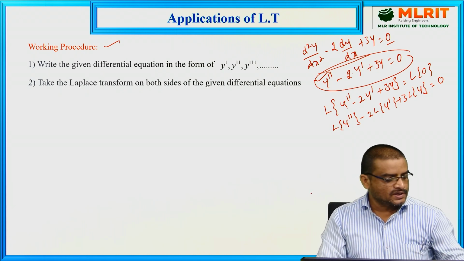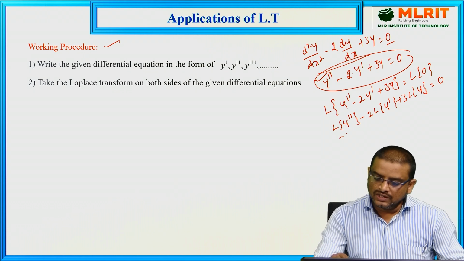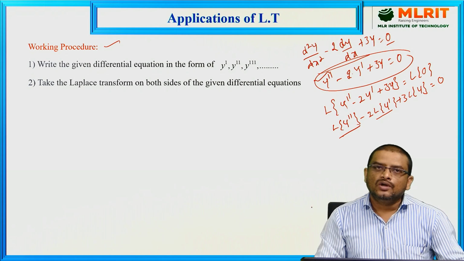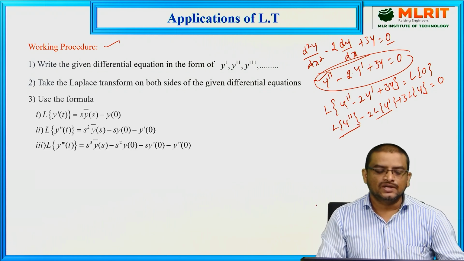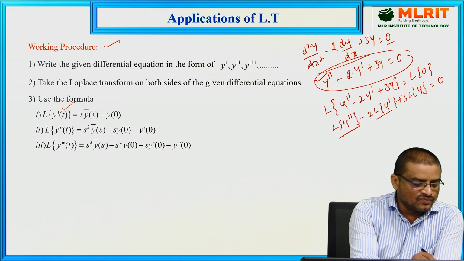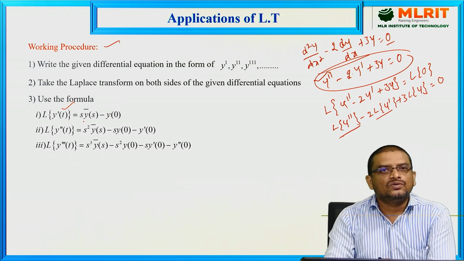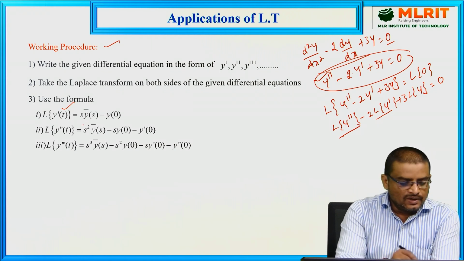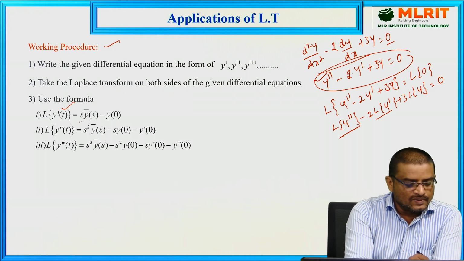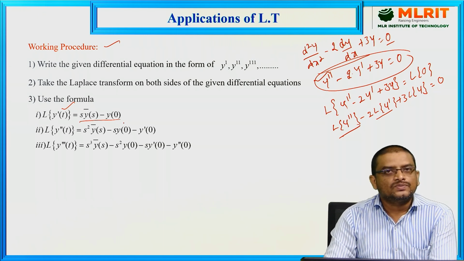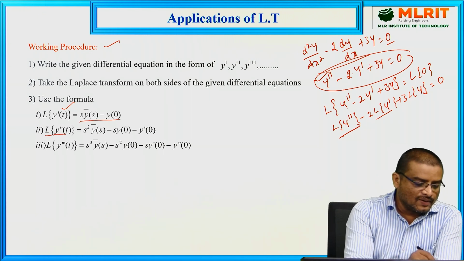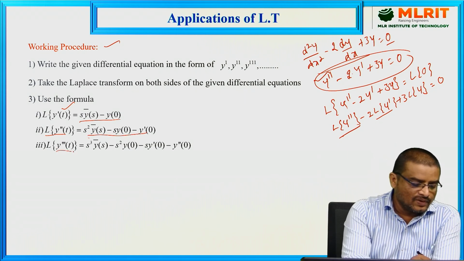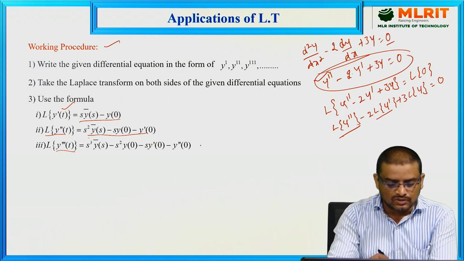So now in the third step, what we have to do is, here we are having Laplace transform of y double dash, Laplace transform of y dash. Now we have to use these standard formulas here. Whenever we are having Laplace transform of y dash, that is the Laplace transform of derivative formulas we are using now. So wherever we are having Laplace transform of y dash, we can replace that value with s into y bar of s minus y of 0. And if we have Laplace transform of y double dash of t, then we can replace that value with this, and Laplace transform of y triple dash is equal to this.